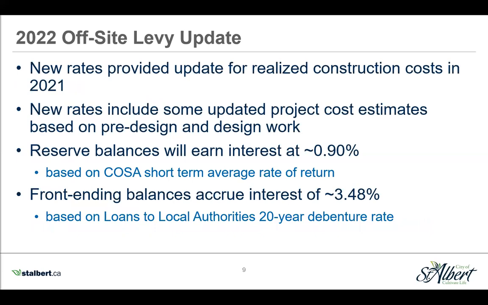So some of the highlights of the 2022 update are the new rates provide an update for the realized construction costs that we saw in 2021. They include some updated project cost estimates based on some pre-design and design work. We estimate that reserve balance will earn an interest at 0.9%. So this is based on St. Albert's short-term average rate of return.